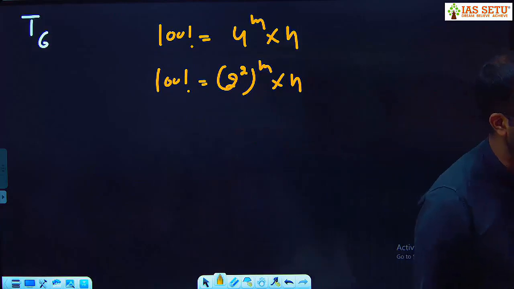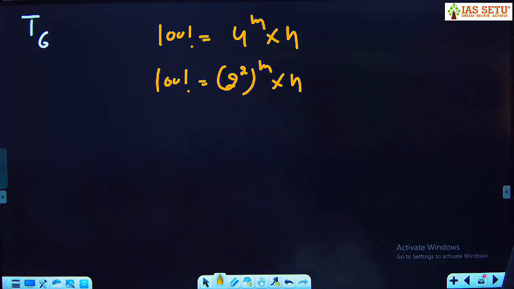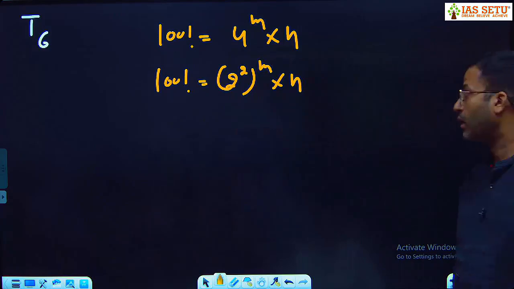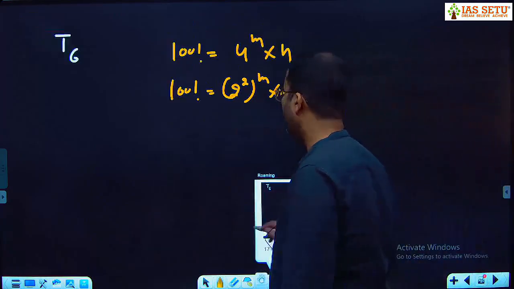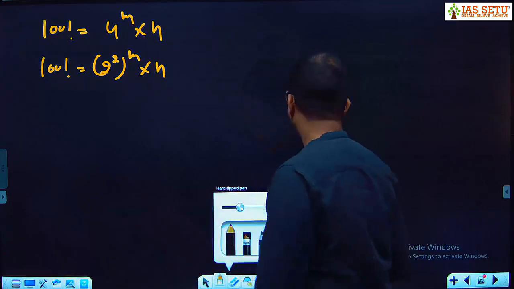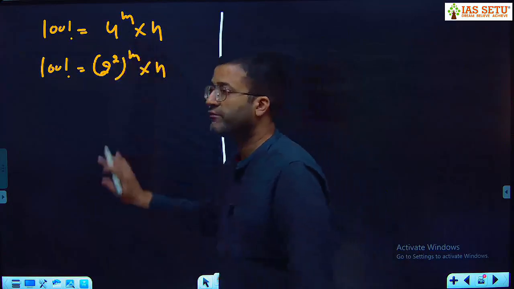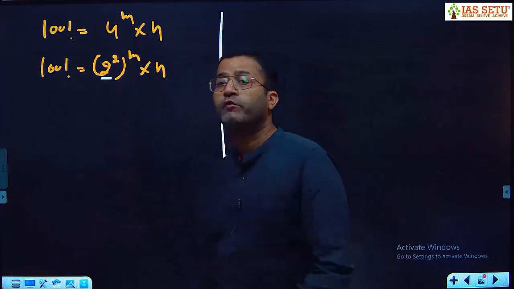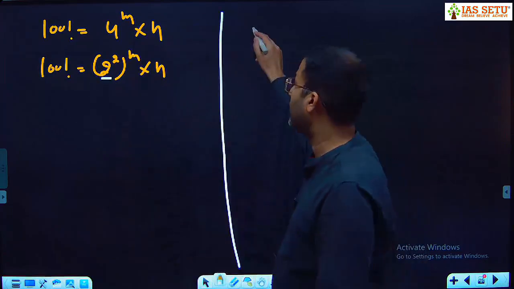You have to check how many 2s are there. You can't check how many 4s. You have to check how many 2s are there. So here, for this case, we can't check 4. We have to take help of 2. We check how many 2s are there in 100 factorial.